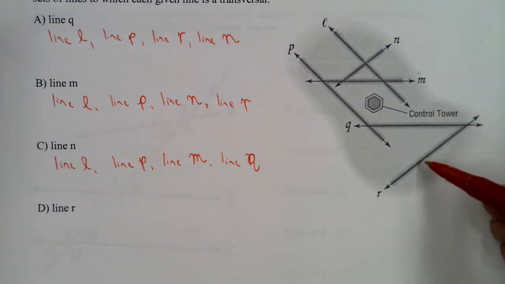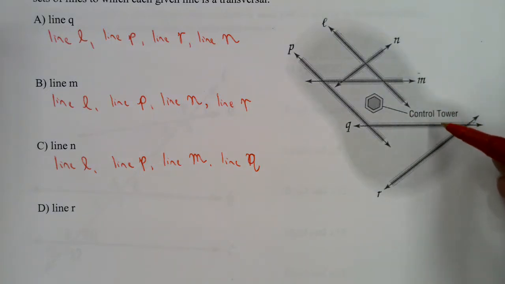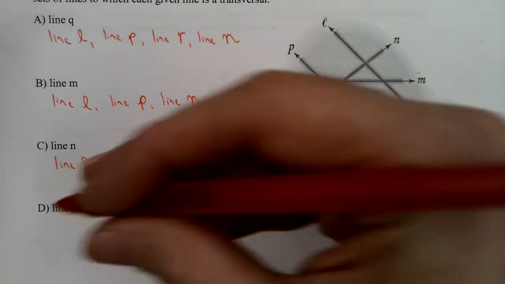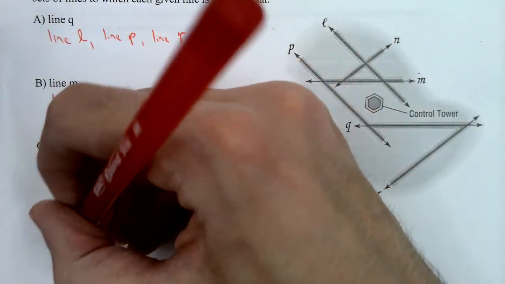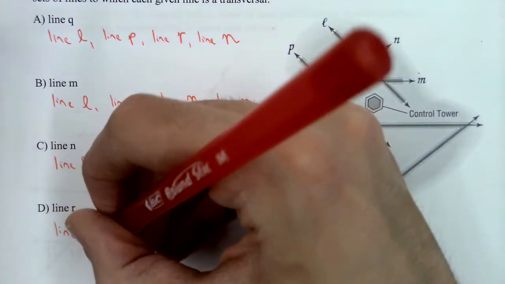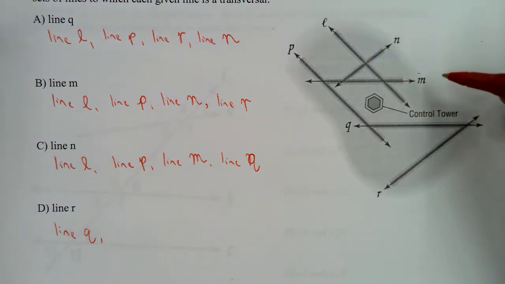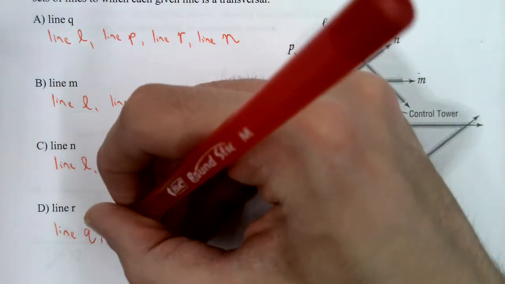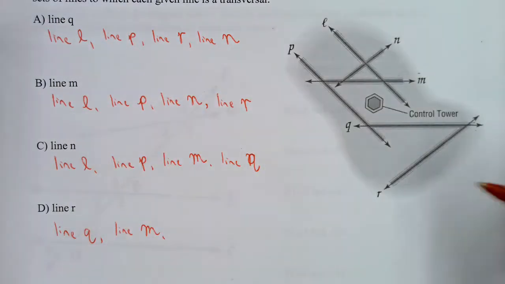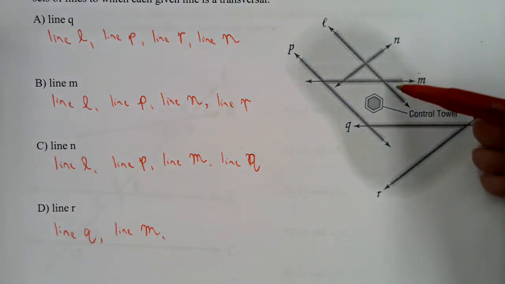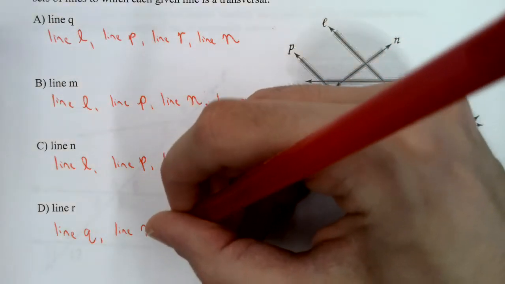So that's line R right there. You can see right away it's going to intersect Q. Line R is going to intersect line M. When you extend line M, M intersects R. And line R intersects L and P when you extend those.